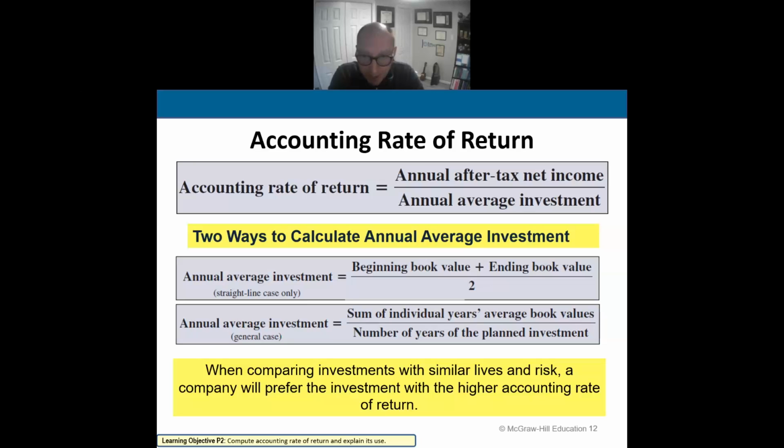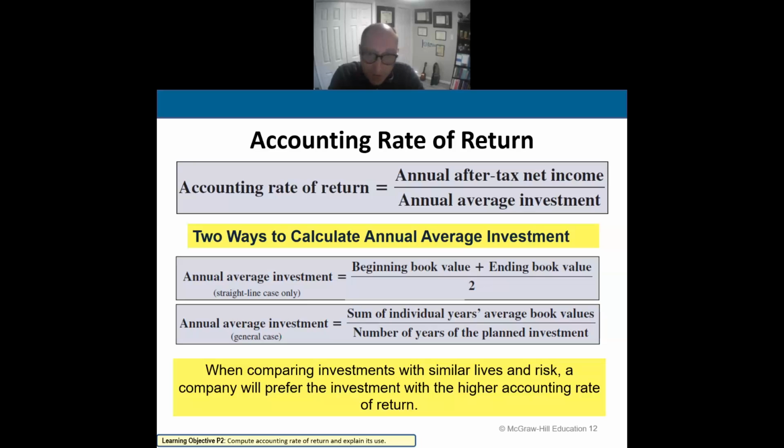It's basically like saying, hey, if the company decides to do this, we need to get a return on the investment, and the return should be some percentage. And so how do we calculate that percentage? How do we find the accounting rate of return? We use this formula. It's the after-tax net income divided by annual average investment.